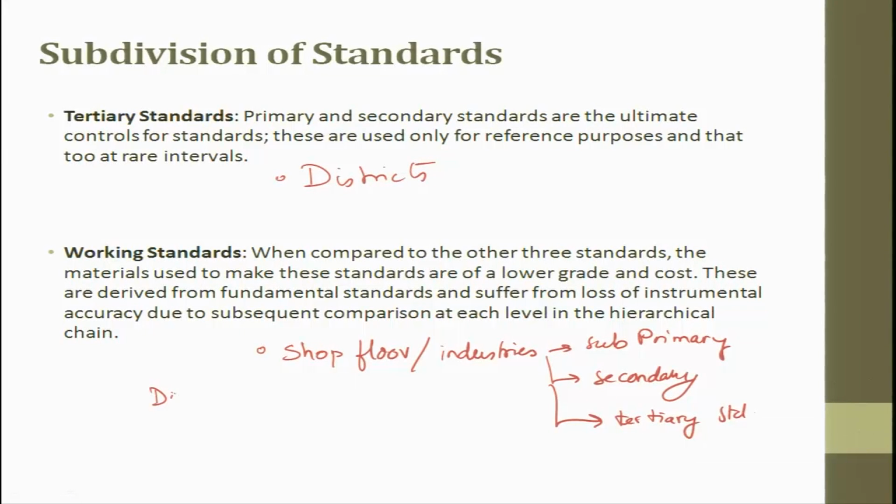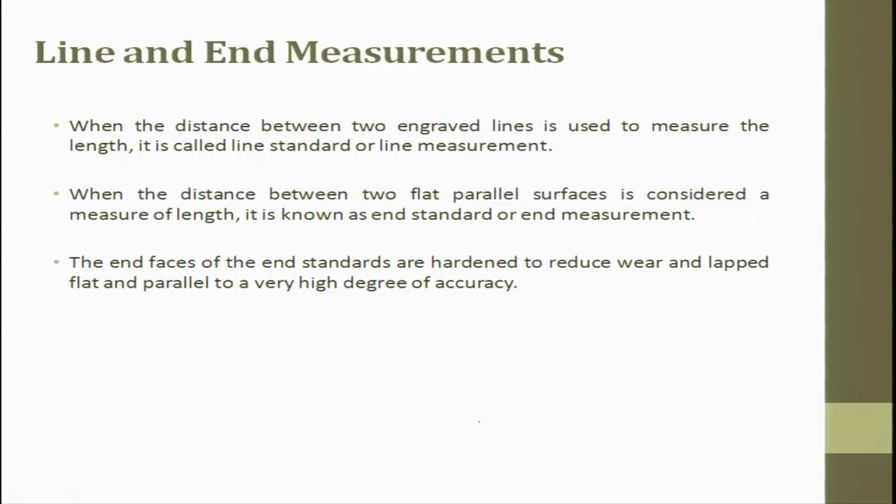If you see any dial gauge, at the back side they say when it was calibrated, and they also say the next calibration. Behind every dial gauge, every instrument, they will always have this data. Looking at this data, the dial gauge or the instrument or the scale gauge, whatever it is, will be sent immediately to the working standards room. It gets checked and then it comes down to the table. Okay, so these are the subdivisions of the standards.